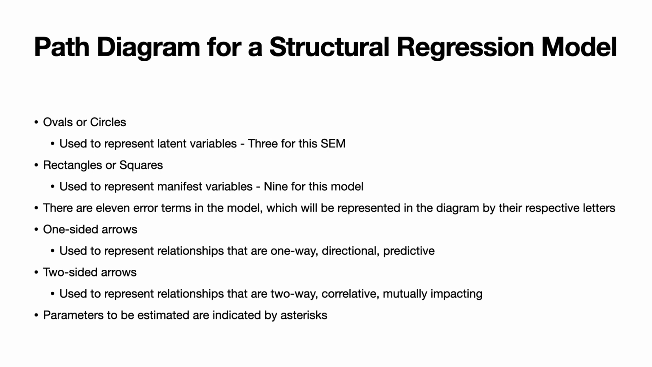Note also that there are 11 error terms in the model, and these are going to be represented in the diagram by their respective letters. So we're going to have E1 through E9, as well as D2 and D3.